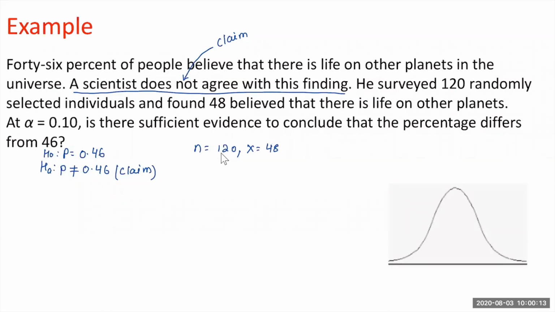Okay, 48 believe that there is life on other planets. So out of 120, 48 believe that. That means you can find p hat here if you want. p hat will be 48 divided by 120, which is equal to 0.4. So p hat is 0.4. And the alpha is 10%, or alpha equal to 0.10. So this is the additional information that we have.